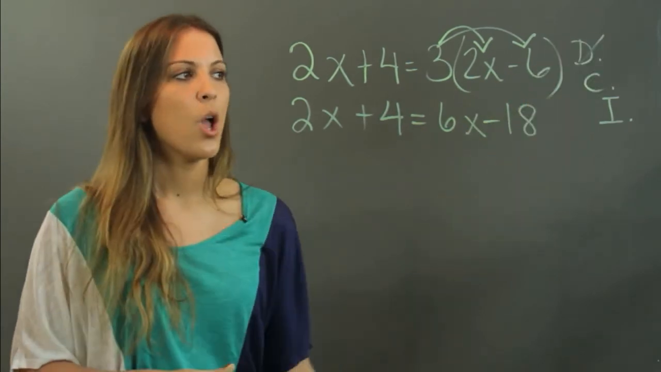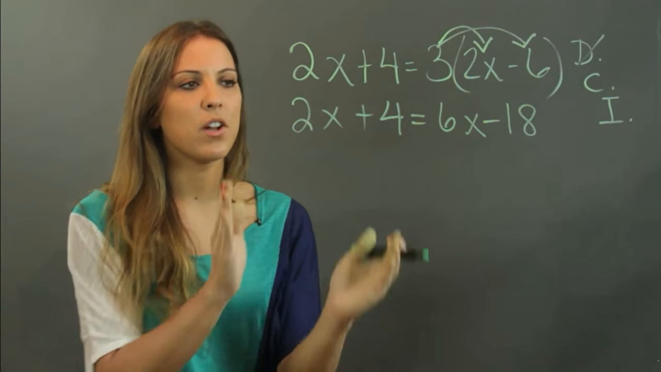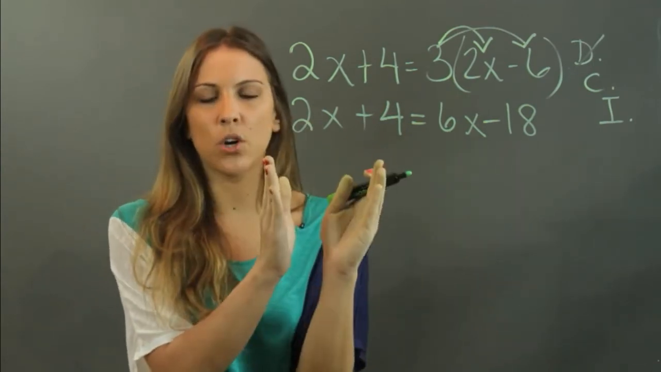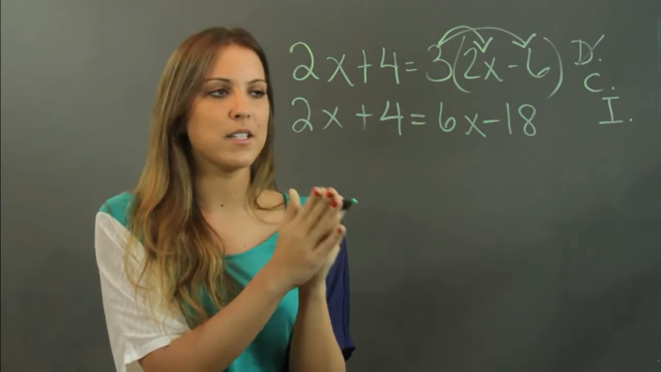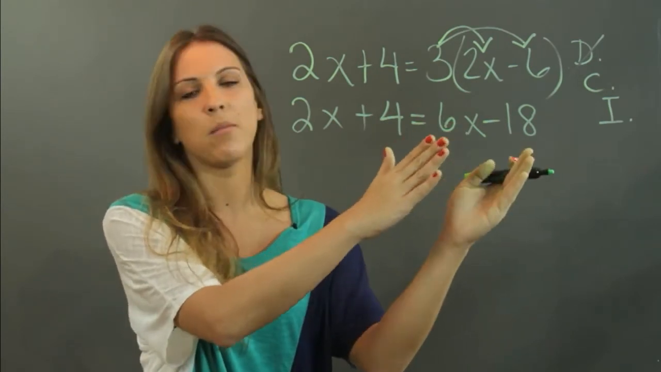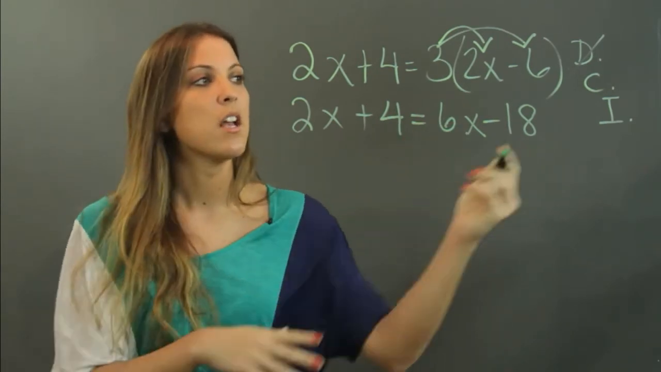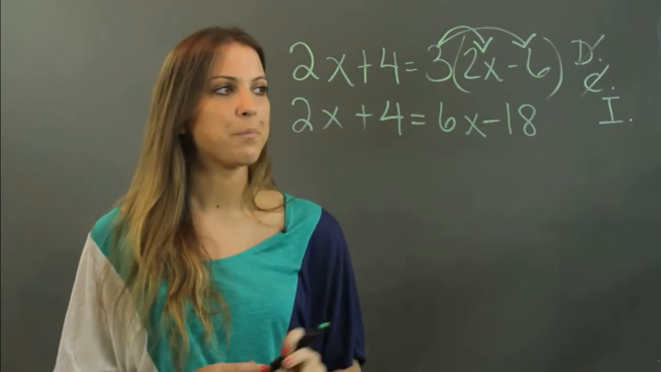I'm done distributing. The C that stands for combine means to look on each side of the equation and see if there's any terms that I can combine. On the left side, I have a variable and a number. I can't combine them. They're not like terms. On the right side, I also have a variable and a number, and I can't combine those. They're not like terms. So there's no combinations going on now.